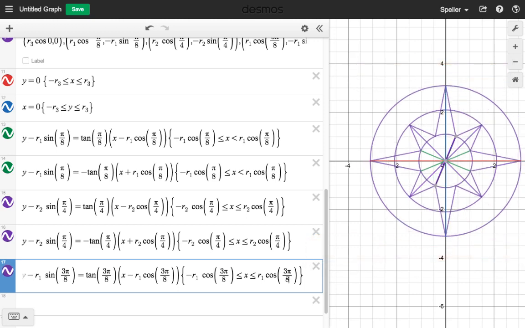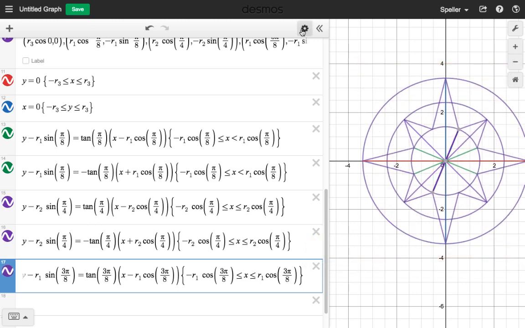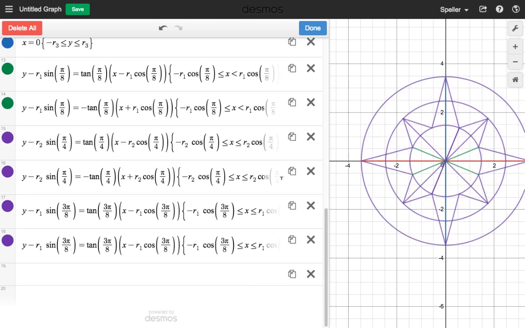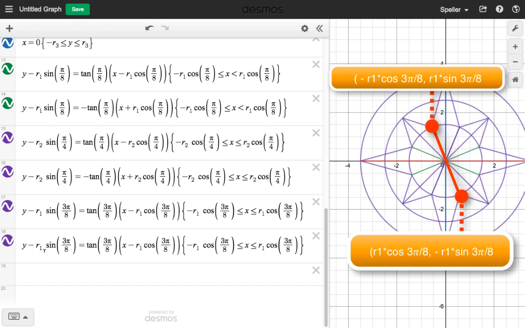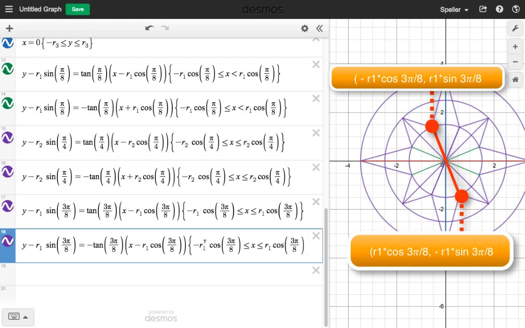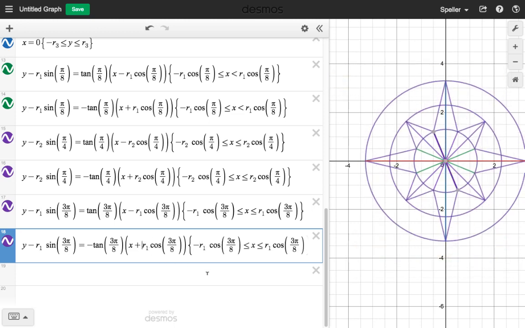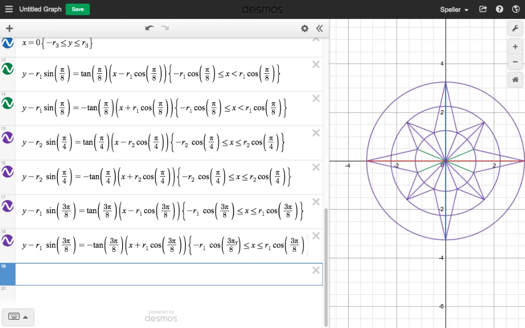Now we want the one with the negative slope, so we're going to duplicate. So gear, and then duplicate, and then done. So here, everything stays the same except for the slope. So we're going to make this here negative, and we need to make this here positive because we're coming from the opposite direction. All right, and then that there should be all of those pieces put into place.